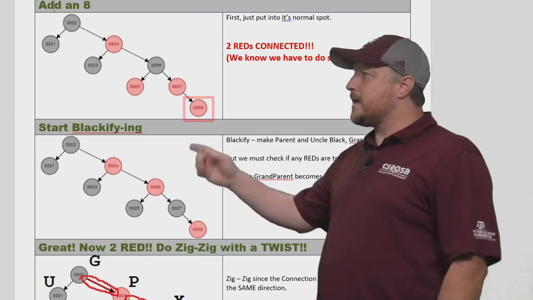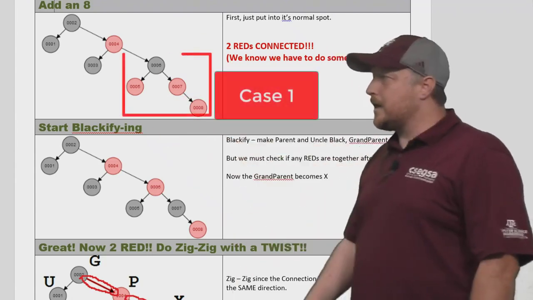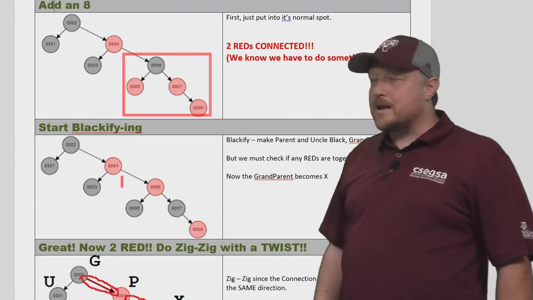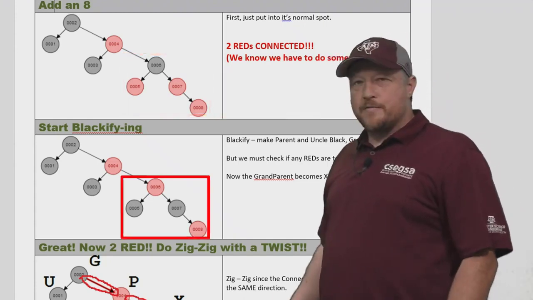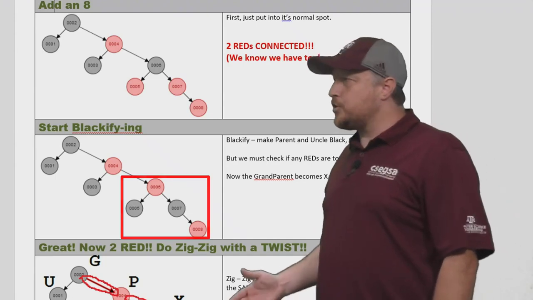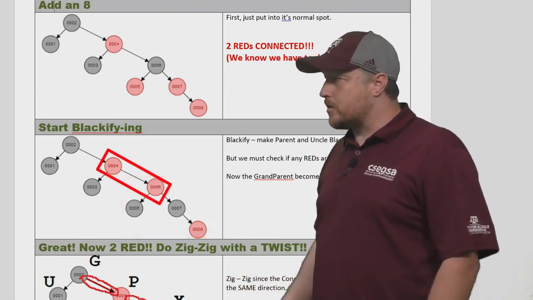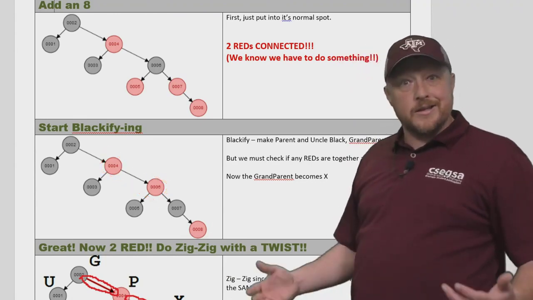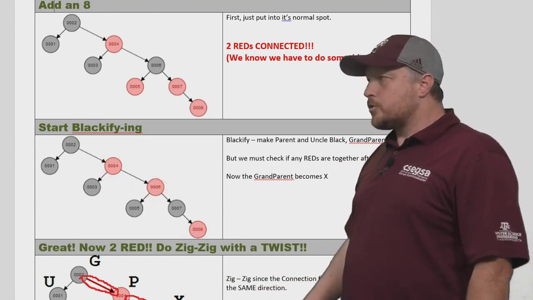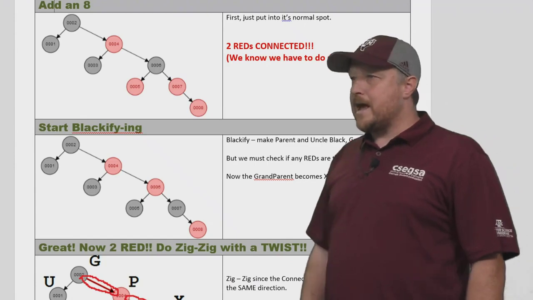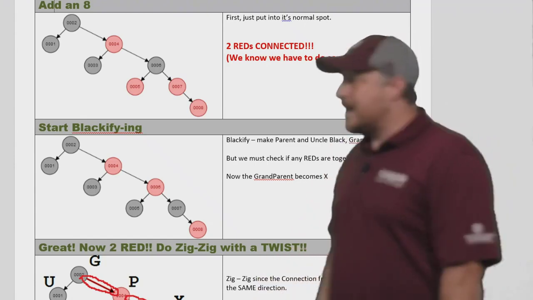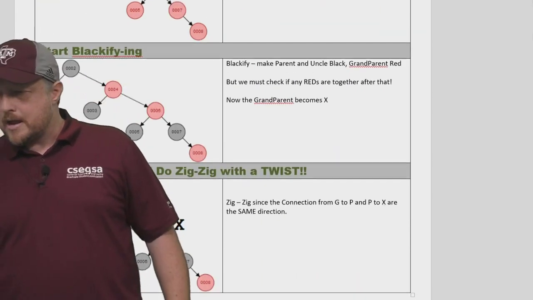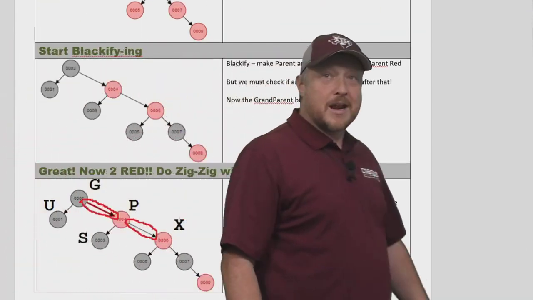This little scenario that I'm highlighting right now is our case number 1, so we're going to start blackifying. Then remember, blackifying with the old grandparent, I'm going to check to see if it's connected to another red node. In this case, as it's being highlighted, we see that we do. So the whole thing resets, meaning our grandparent is now X, and we have a parent and a grandparent, just like I'm about to show you. And there it is, as soon as I get out of the way.